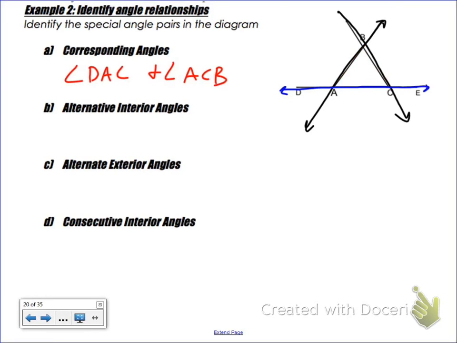Our next angle pair is alternate interior angles. So again, we're looking inside the two lines on opposite sides of the transversal. Remember, you have two options for this, and we'll go ahead and say that BAC will be my first one, right here. So angle BAC, and the other angle inside the two lines on the other side of the transversal will be this angle right here. We'll call it ACF. So BAC and angle ACF.